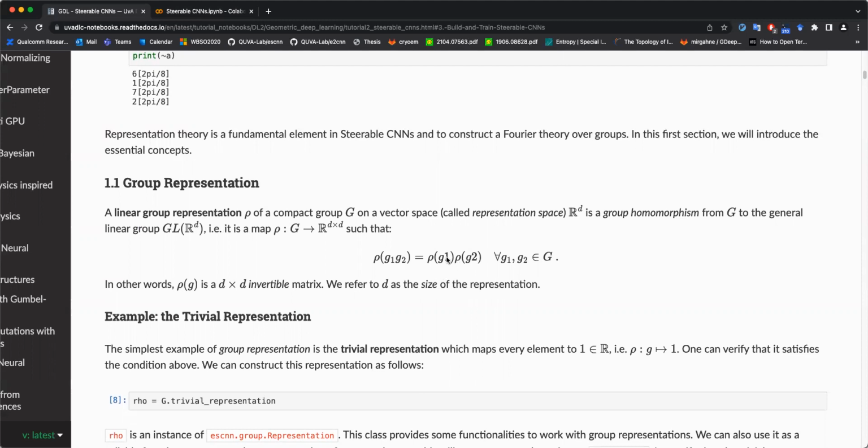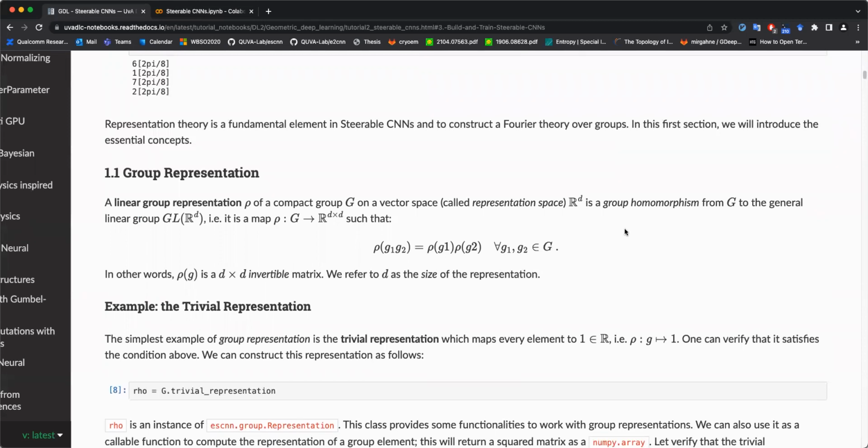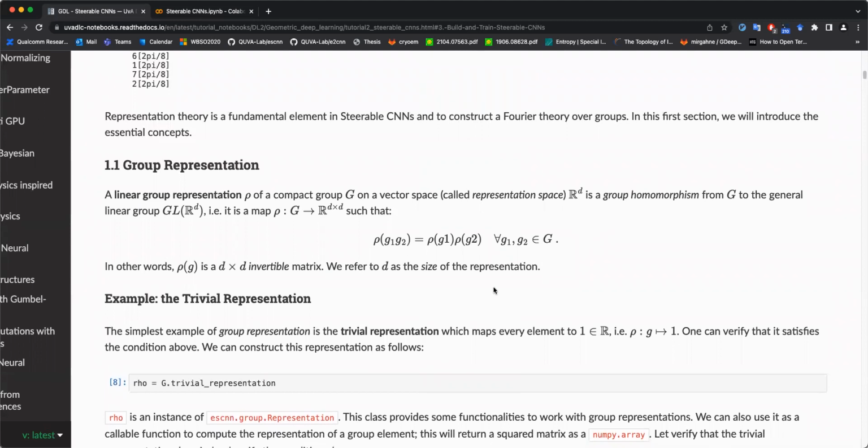So if we associate a matrix to the group element g1, and a matrix to the group element g2, I'm missing a rho, sorry for the typo here, and we multiply them, this should be the same matrix which we associate to g1 times g2. This is what is usually called a group homomorphism. It's a bit of a technical term. You can just forget about it and just imagine that this is telling us that the multiplication of matrices is compatible with the multiplication of the group.